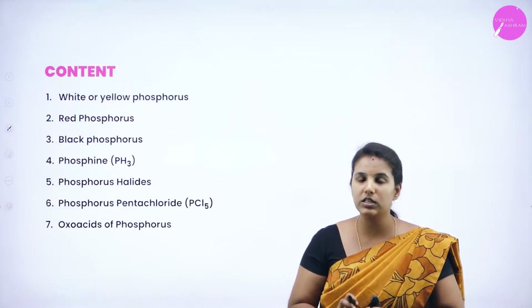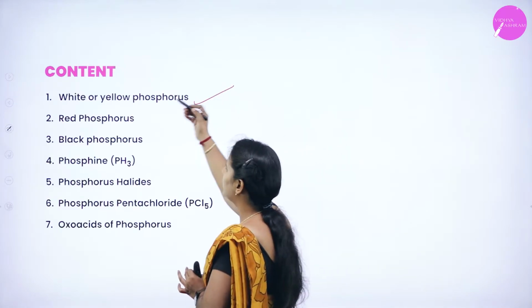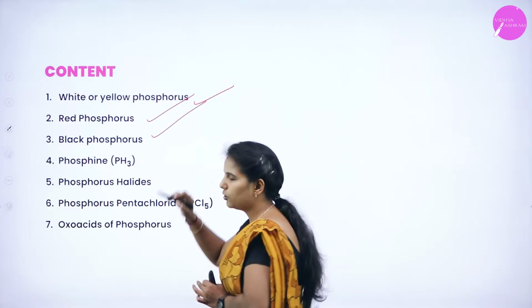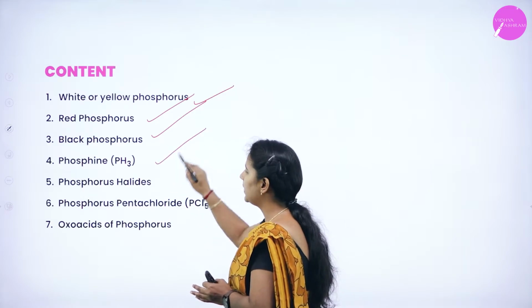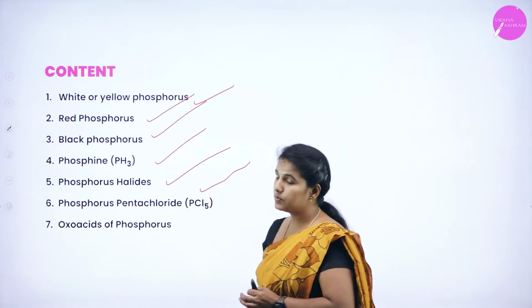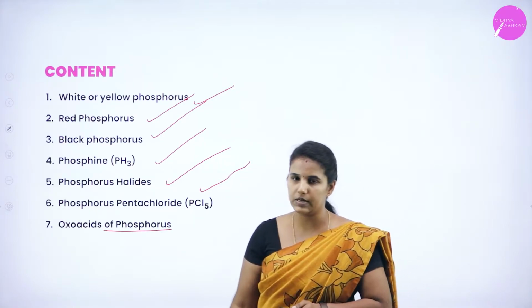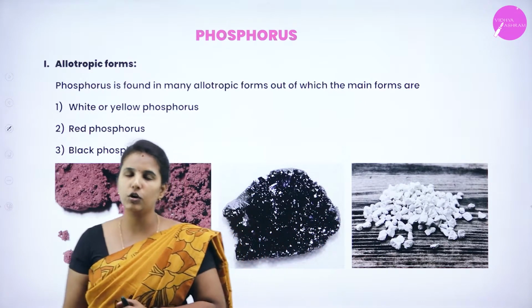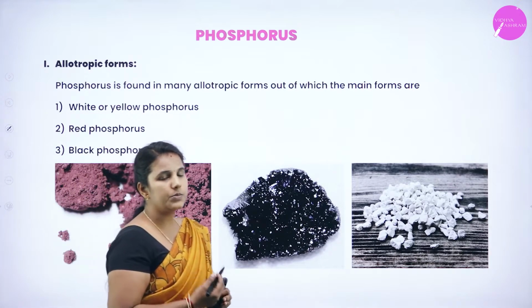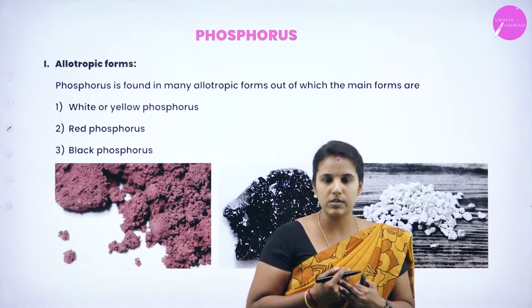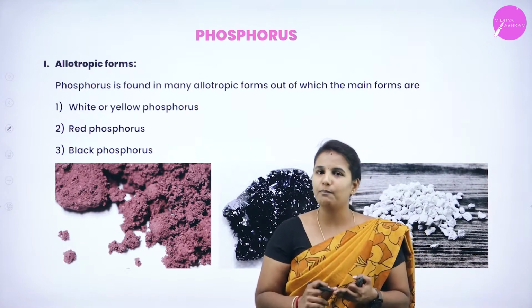So, we'll understand what phosphorus is, how many different types of allotropes there are, that is white phosphorus or yellow phosphorus, and red and black phosphorus. In addition to that, we are also going to discuss phosphine, phosphorus halides and phosphorus pentahalide, and also the oxoacids of phosphorus. So first we will understand what phosphorus is and its allotropes. When it comes to the allotropes, phosphorus has three types of allotropes. They are white phosphorus, red phosphorus and black phosphorus.